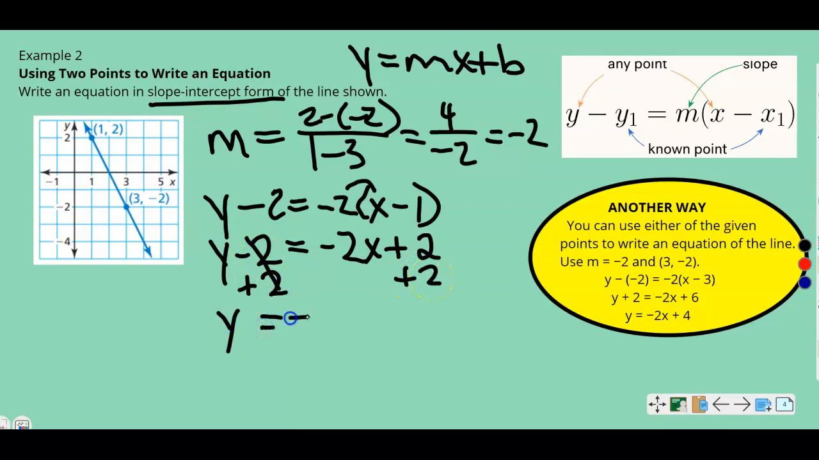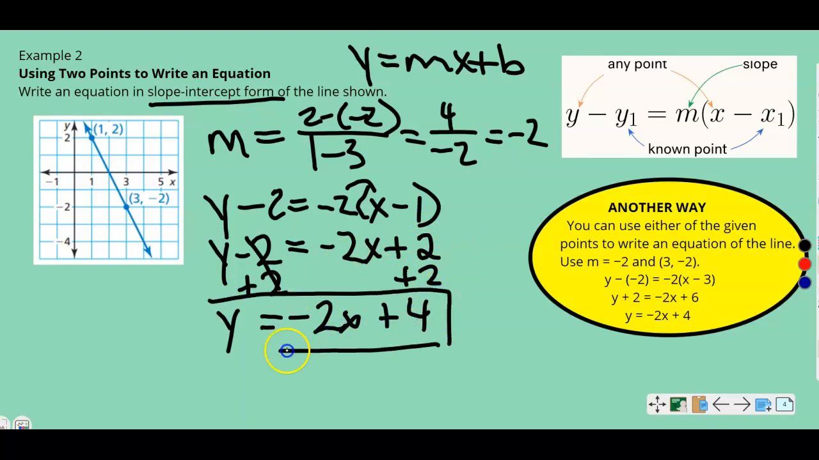So y equals negative 2x. 2 plus 2 is 4. So there were a couple steps we had to do here. Remember, you had to find the slope, then you had to put it in the equation that you had, point-slope form, and then you had to solve for y and put it in slope-intercept form. So sometimes the information that you're given doesn't go straight to the answer. Sometimes you have to take some steps to do a couple more things to get there.